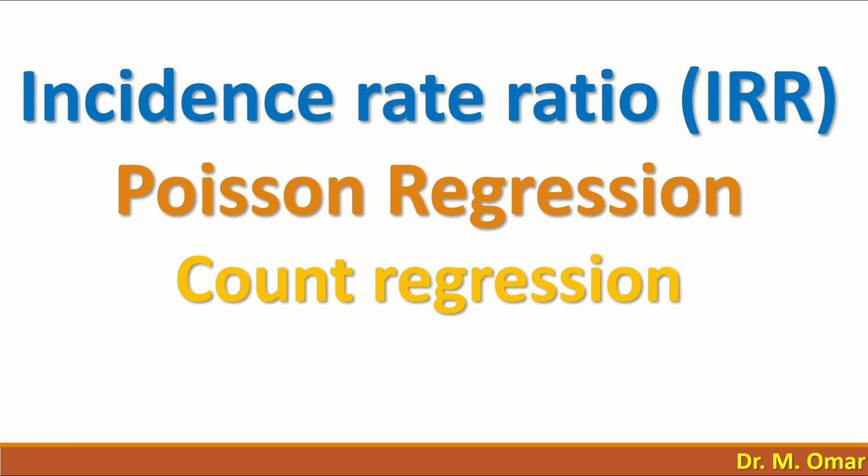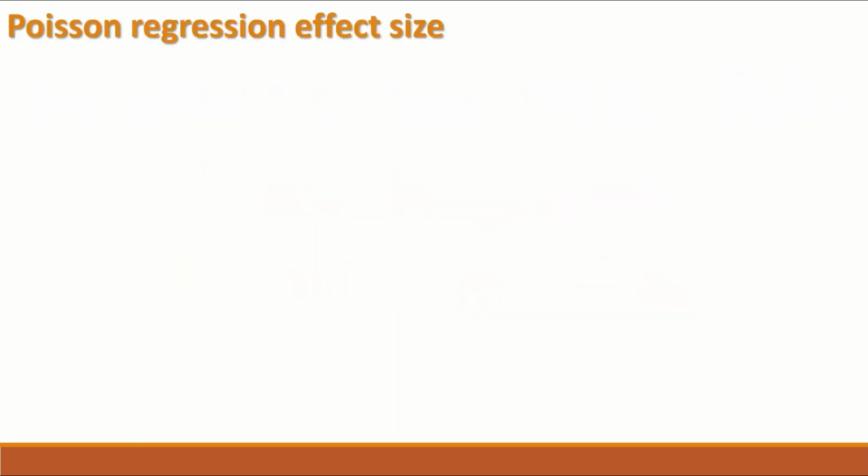The objective of performing Poisson regression is to fit the data and generate a model, and to find out whether the predictors can predict the outcome. The effect size that is calculated when performing Poisson regression is the incidence rate ratio, IRR.